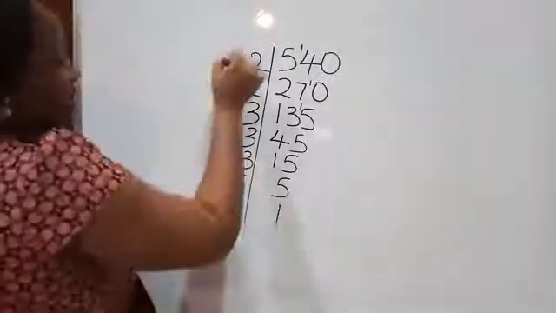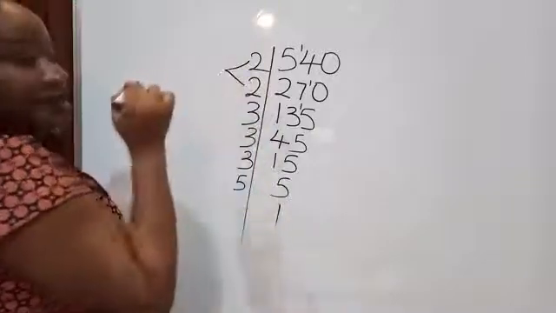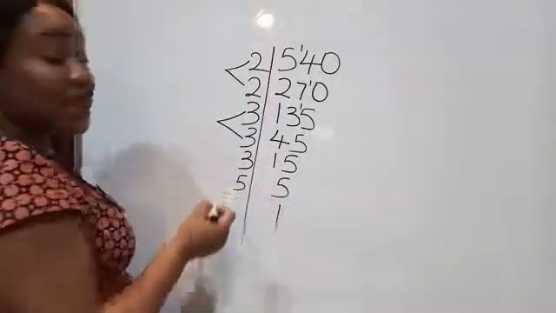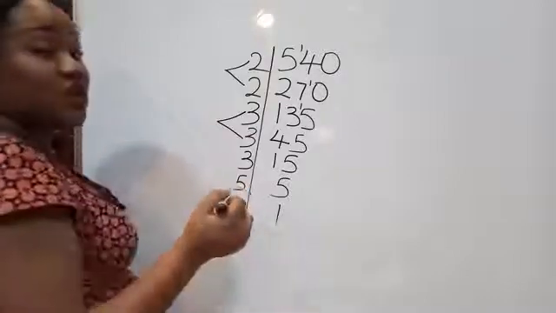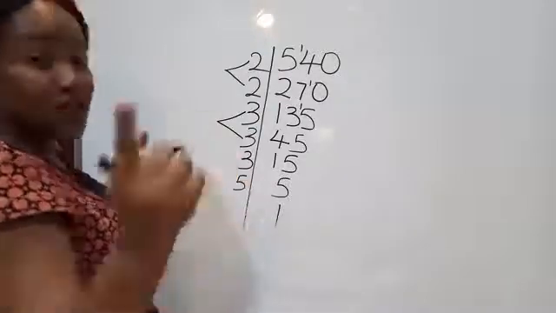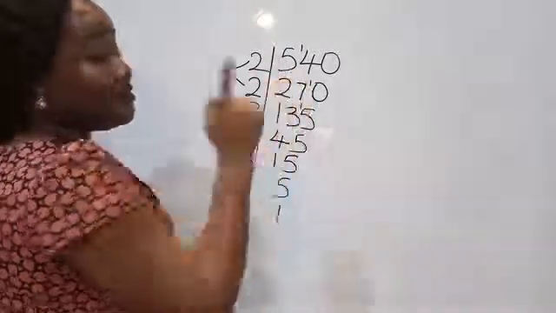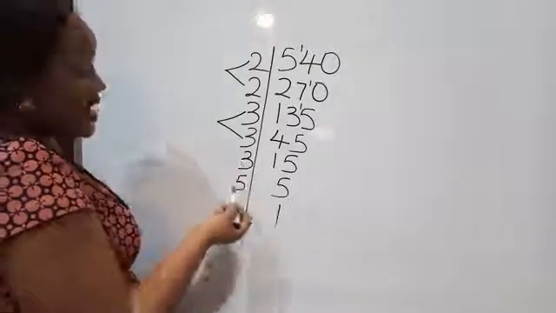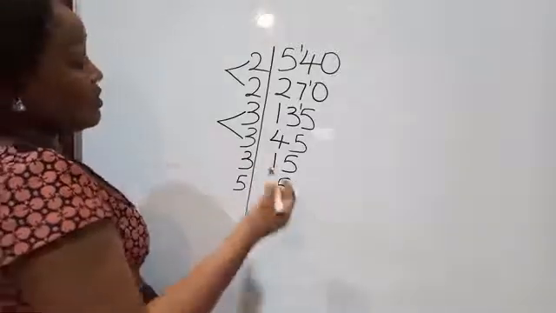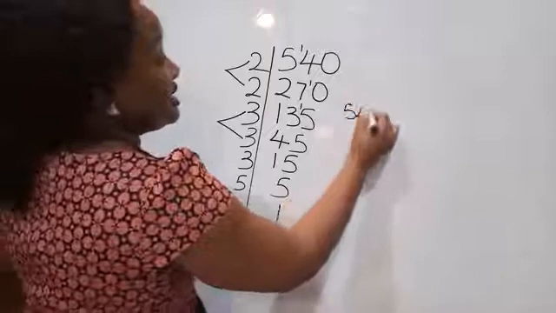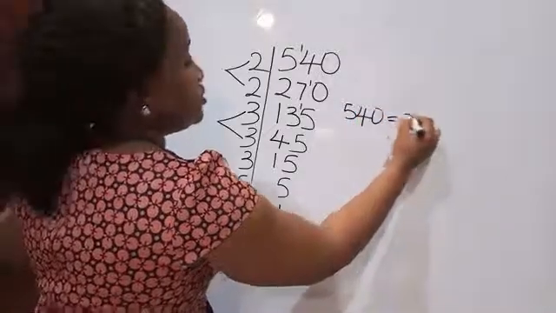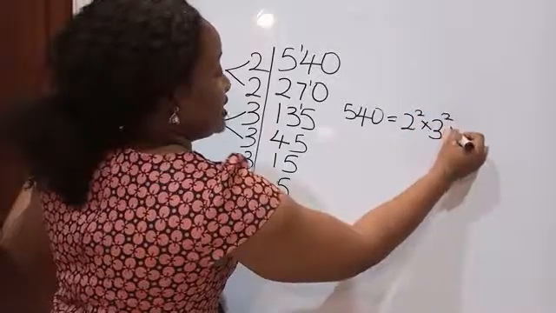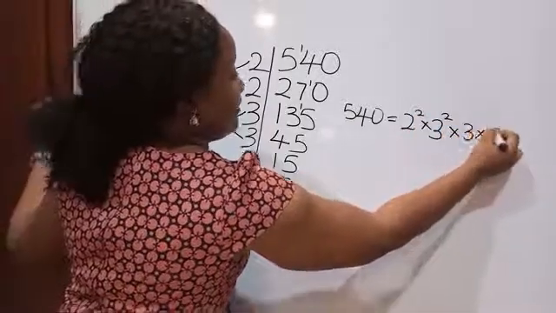Okay, so 2 is paired. This 3 is paired. We have a hanging 3 and a hanging 5. So, what do we need to make 540 a perfect square? We need to get a partner for 3 and we need to get a partner for 5. So we have 540 equals 2 squared times 3 squared, times 3 times 5.